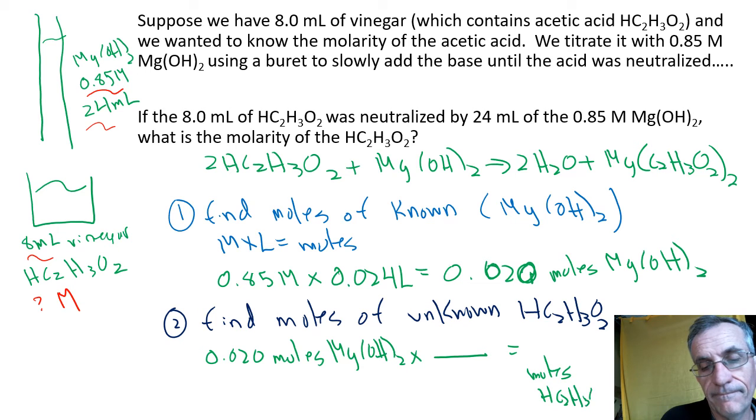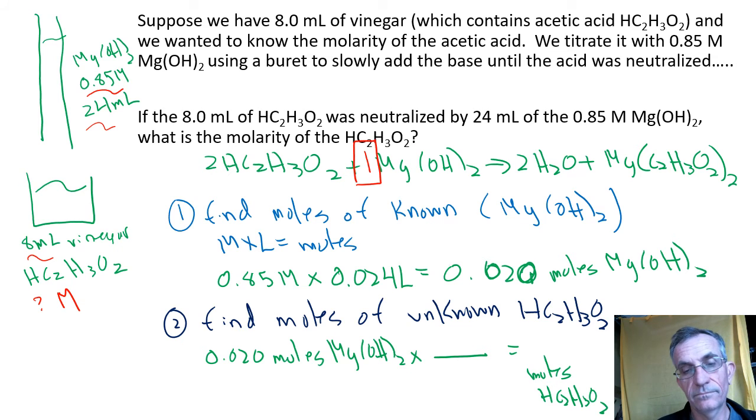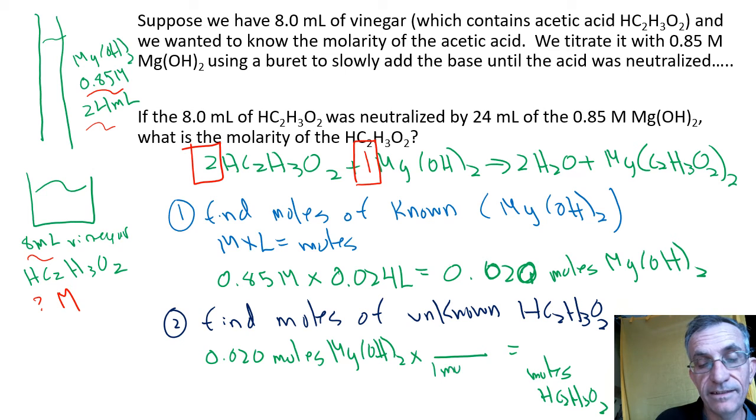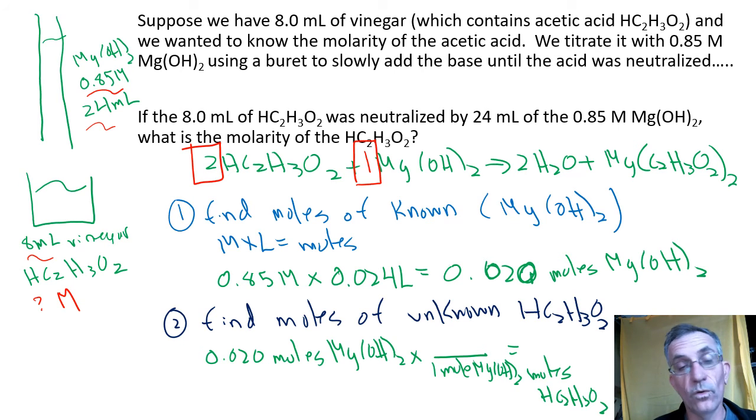All right. Now, let's see. My coefficients are, for every one of these, there are 2 of those. So I'm going to put the coefficient of what I know on the bottom. That's the magnesium hydroxide. I'm going to put the coefficient of what I'm solving for on top.